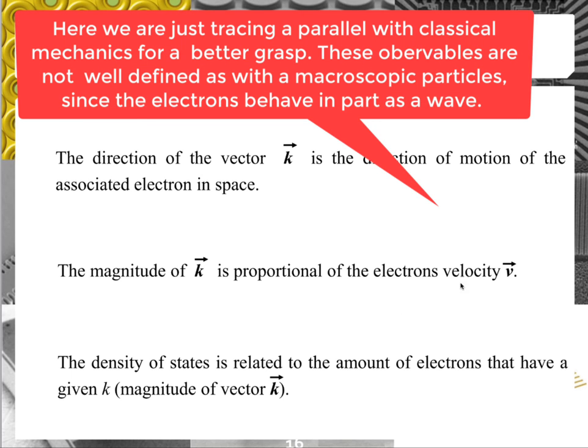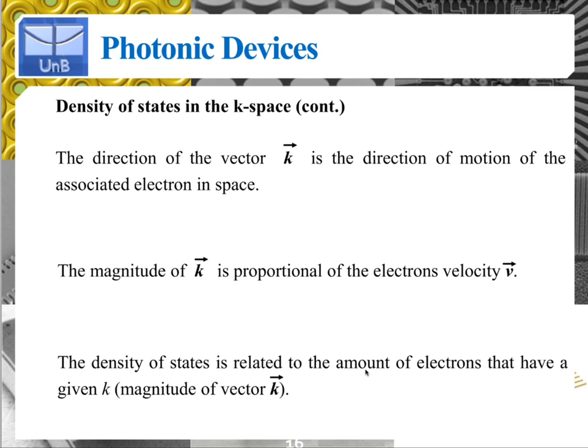What we just calculated is the density of states, which is related to the amount of electrons that have a given k. So we got the expression rho of k is equal to k squared divided by pi squared. As you can see, if this is the density of states, or the amount of electrons per unit k, it is not constant with respect to k. So this varies with k. This is an important fact.